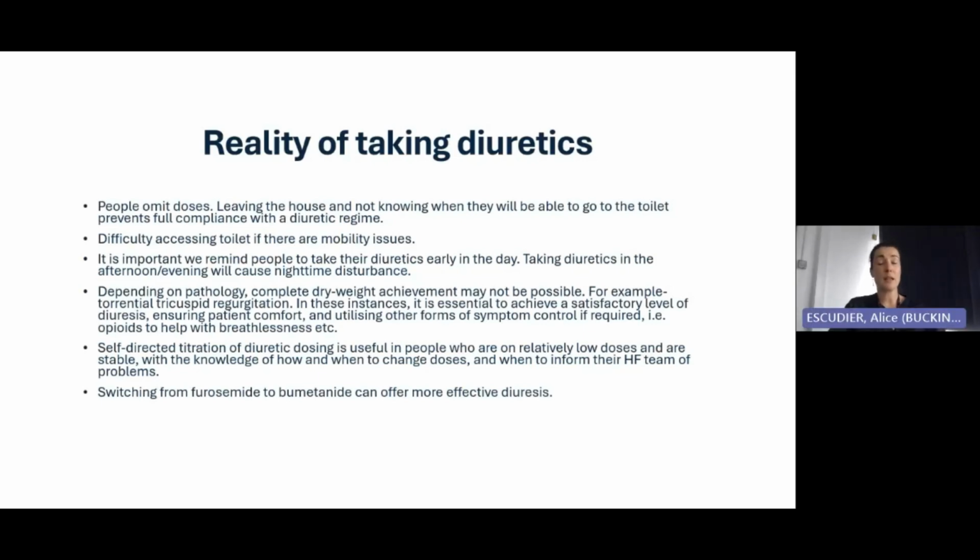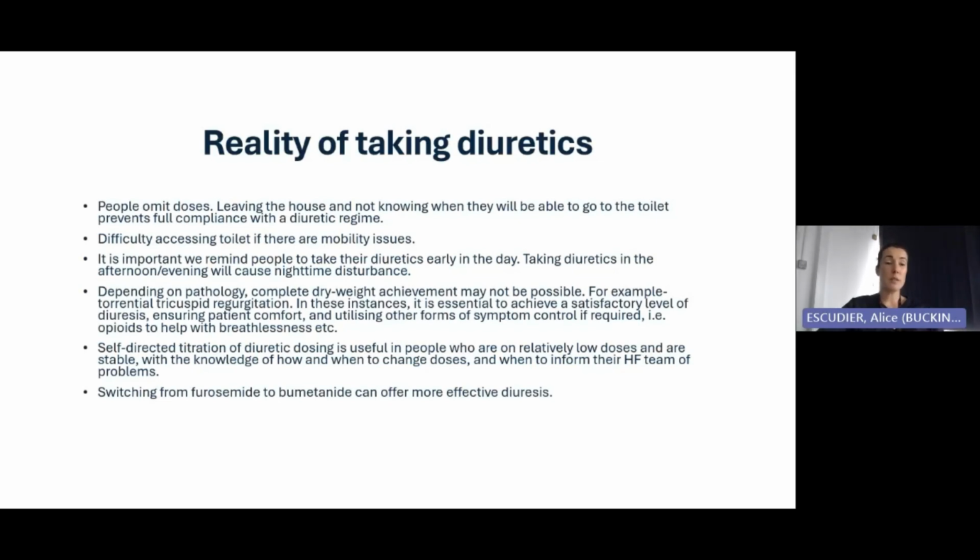We know that the reality of taking diuretics can be difficult for patients. Very often people will omit doses. I know that people coming into clinic will have intentionally not taken their morning dose of diuretic because they know that they've got to travel. They might not know where the toilet is when they come into hospital. So on those occasions, people will purposefully omit the dose, which is understandable. Generally speaking, if people have mobility issues, then they are quite fearful of taking diuretics because they might not be able to access the toilet independently at home. They might have issues with urinary urgency, and so that can be something that affects compliance.